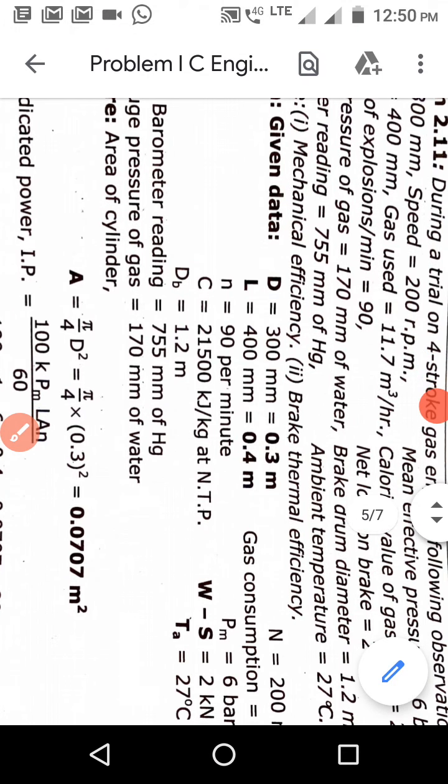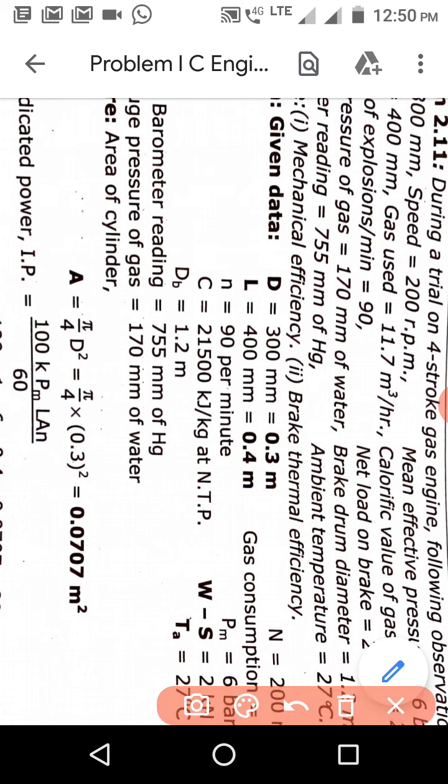Then we also have to calculate the brake thermal efficiency. For calculating brake thermal efficiency, we have to calculate the heat supplied to the engine, the heat input from the fuel. Without calculating heat input, we cannot calculate brake thermal efficiency, because brake thermal efficiency is the ratio of brake power to the heat supplied by the fuel. We have already discussed that the gas use and calorific value of gas are given in two different conditions, so we have to bring one of the parameters to the same condition.